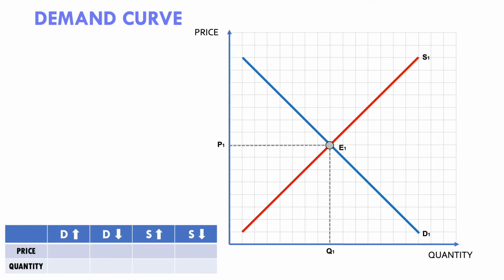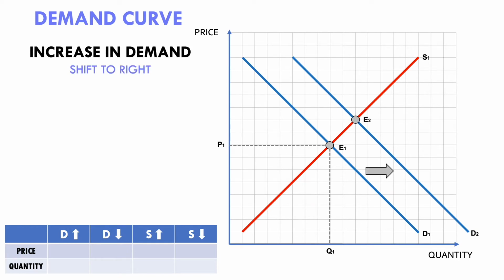So let's first start with a shift of our demand curve. Let's say with an increase in demand, a shift to the right of our demand curve. Now, you're also going to notice I have a little table there at the bottom left. We're going to come back to that in a minute. But if we have an increase in demand, a shift to the right, you'll notice we moved from our D1 to D2. And now we have a new point where our demand curve intersects with our supply curve. We had it before at E1, and now it's up there at E2.